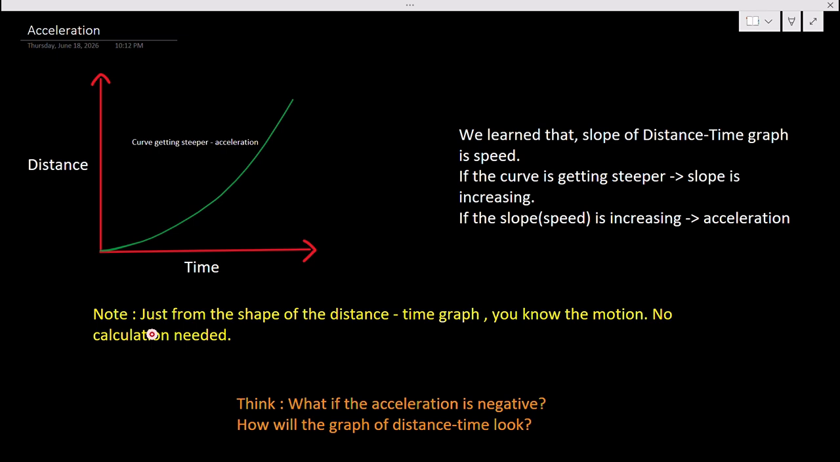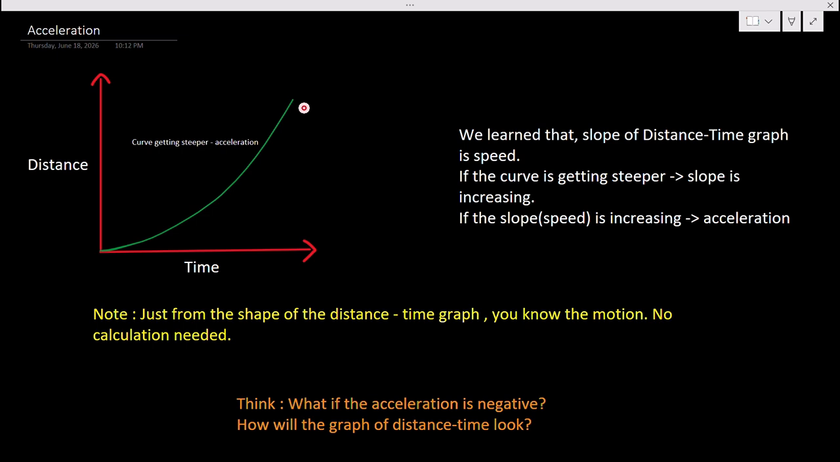So basically, just from the shape of the distance time graph, you can know what motion it is. No calculation has to be done. If you are given a distance time graph, if it's a horizontal line, the object is at rest, there is no movement in the distance. If it's a straight slant line, the slope of the distance time graph is constant, which means the speed is constant. Now, if it's a curved graph, it means that the speed is increasing and there is acceleration.